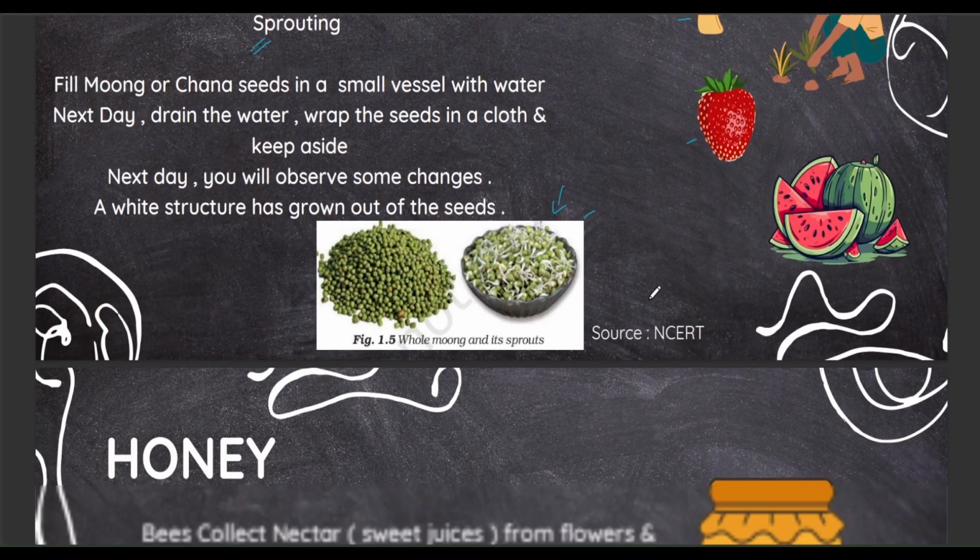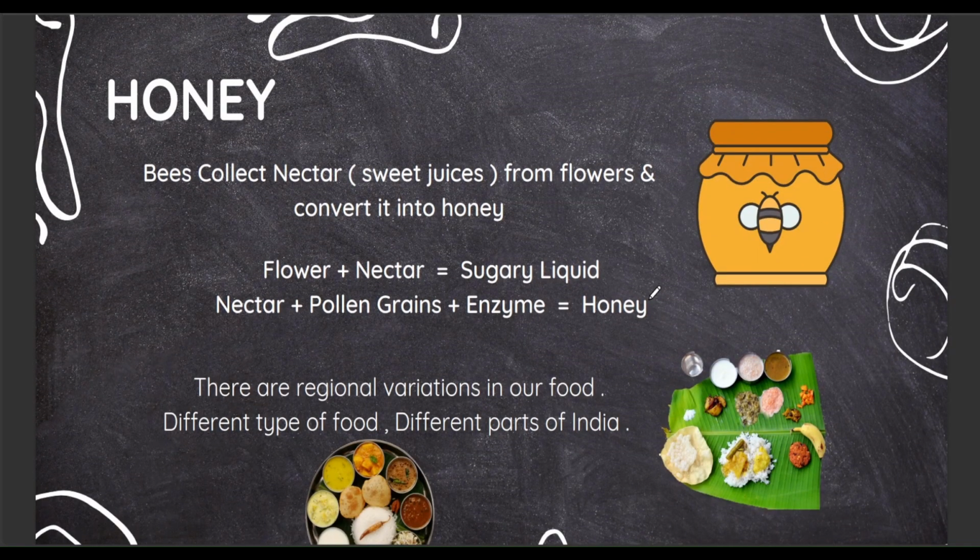अब थोड़ा हनी के बारे में पढ़ लेते हैं. So what is honey? Bees collect nectar, which is sweet juices from flowers, and convert it into honey. Flower plus nectar is equal to the sugary liquid, that is the sweet juices in the plants.